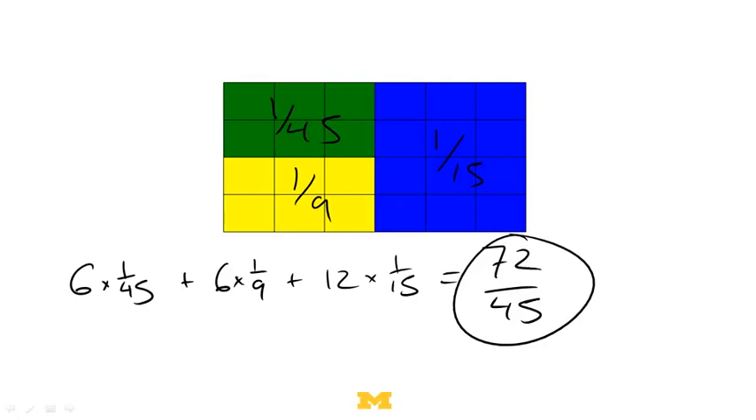So 72 over 45, that's our tentative measure. We're going to have to change this a little bit. Because what does that mean? What does 72 over 45 mean? Is that bad? Is that good?